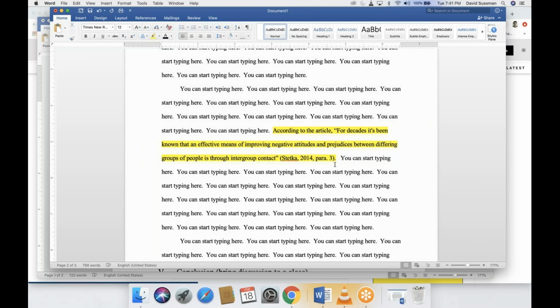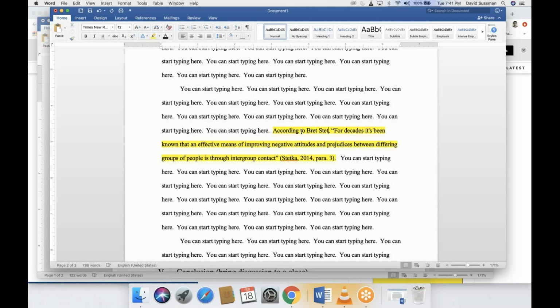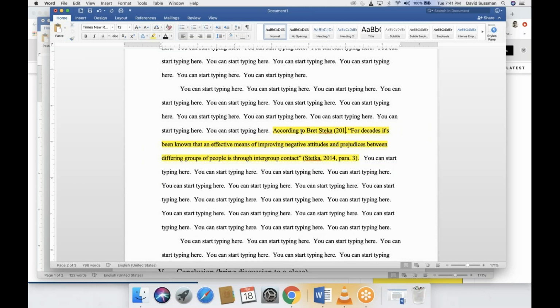Okay, so it's your choice. There are two completely different ways to do it. And it's all based on whether you mention the author's name in the article or not. The other option is to paraphrase, which is kind of the same thing. Okay, so you could say, according to Brett Stetka, and because you mention his name, you put the year in parentheses, and then you just state the same information, but in your own words.